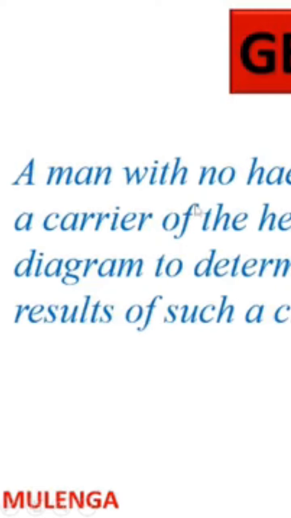So we are looking at a man who has no hemophilia, and he marries a woman who is a carrier of the hemophilic gene. Here you need to understand what hemophilia is. It's an inherited disease where a person bleeds for longer periods than normal due to poor clotting of blood. Hemophilia is normally caused by a lack of clotting proteins such as factor 8 and factor 9.